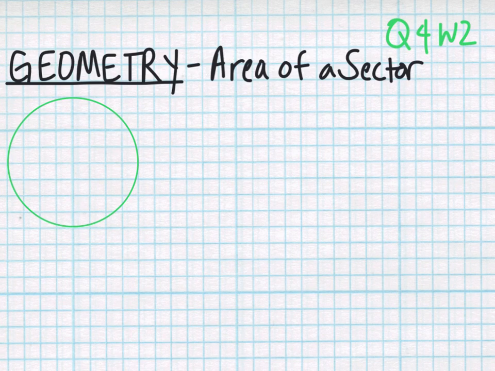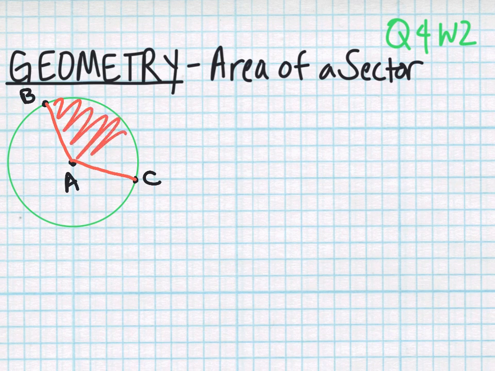So here we have a circle. Let's give it a center point. I'm just going to call that A. And to have a sector, we need to have a couple of radii. So let's put a point here, this is B, and I'll put a point over here, this is C. So let's connect those and make them radii. There's radius AB, and this is radius AC. So we want to find the area of this sector that goes all in here.